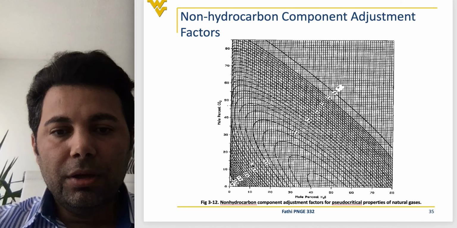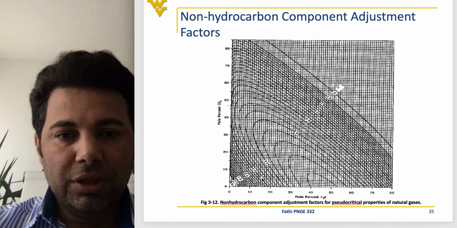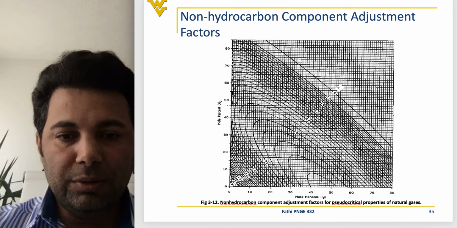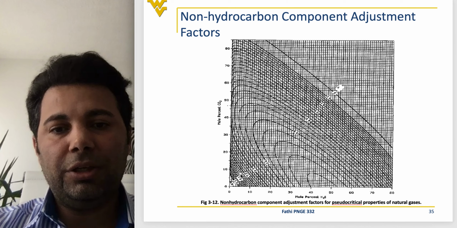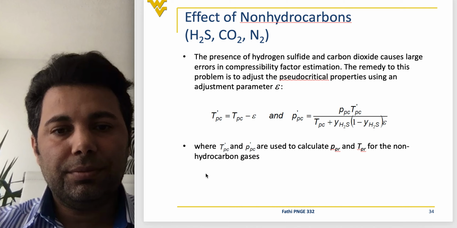So I have the CO2 percentage and the H2S percentage, and wherever the point falls, I have these numbers: 5%, 10%, 15%, 20%, and the curves at 10, 15, 20, and 25 degrees Rankine. If it falls right on a curve, I read that value. If it falls between two of these, then I do the interpolation. So I find the correction.